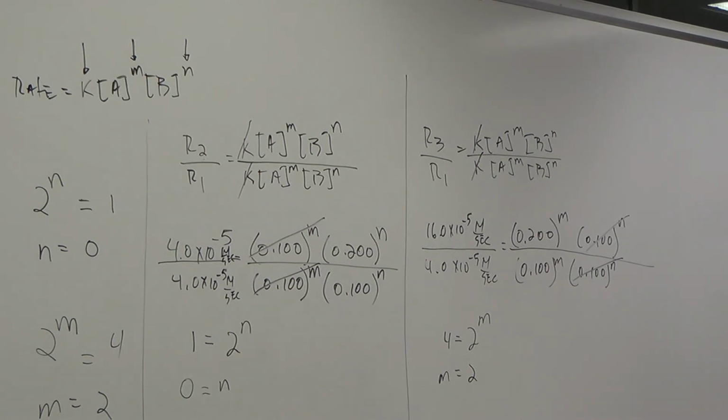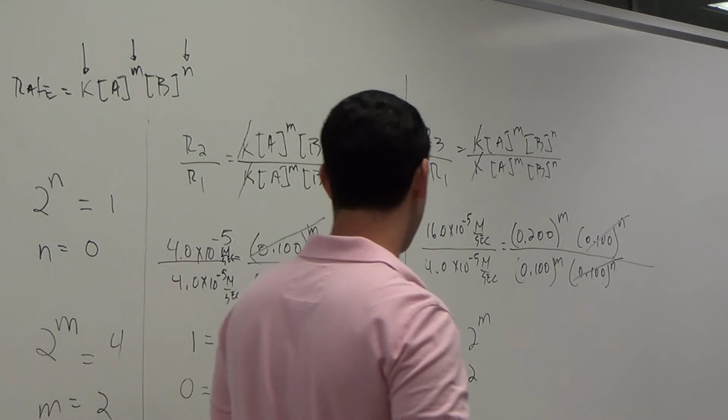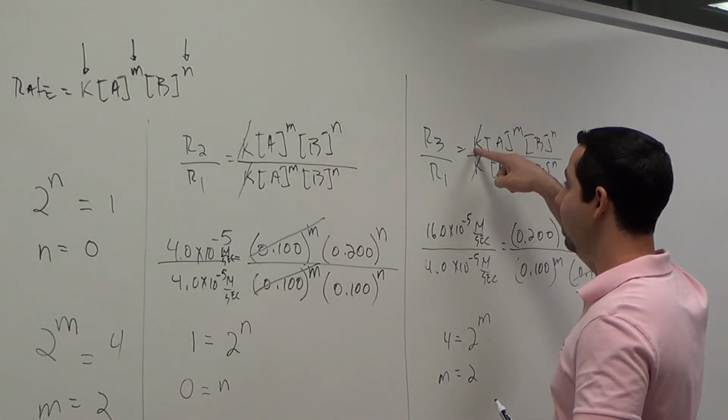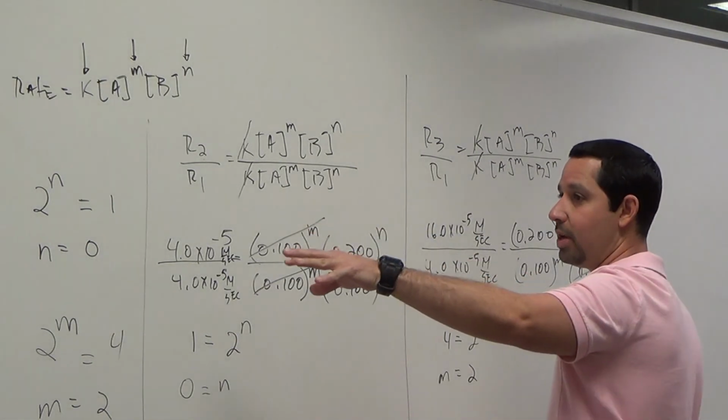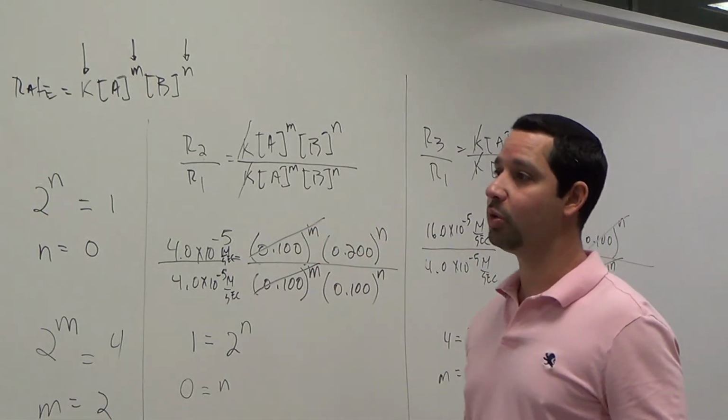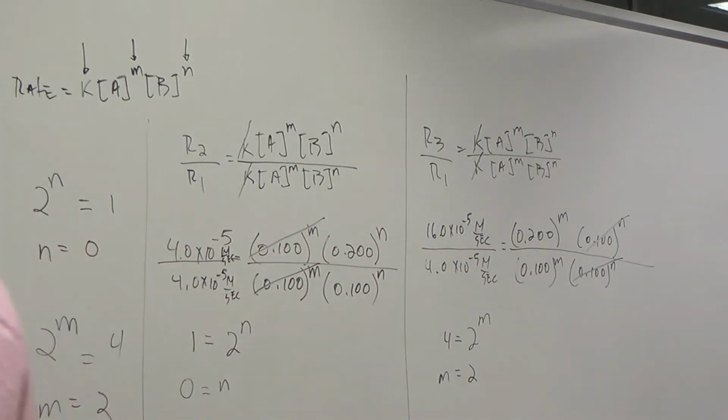Now, how do I find the rate constant? Okay, yeah, that's right. I already know m and n. All I have left is k. Which rate am I going to use from there? Let's use the first rate. We use the first rate because the first rate comes first.